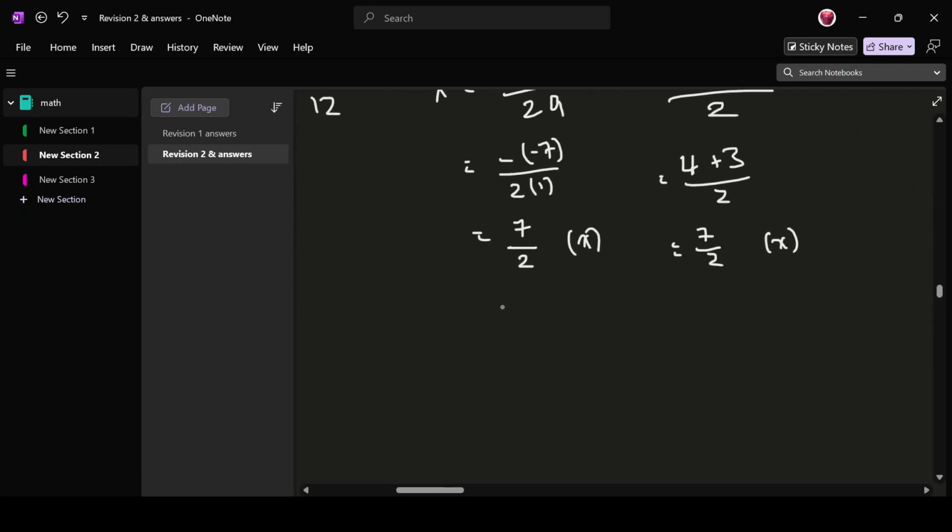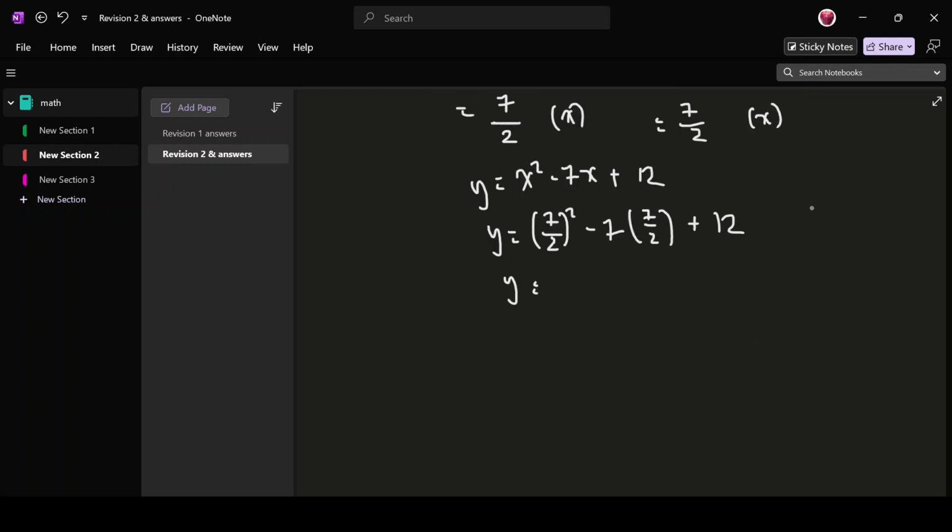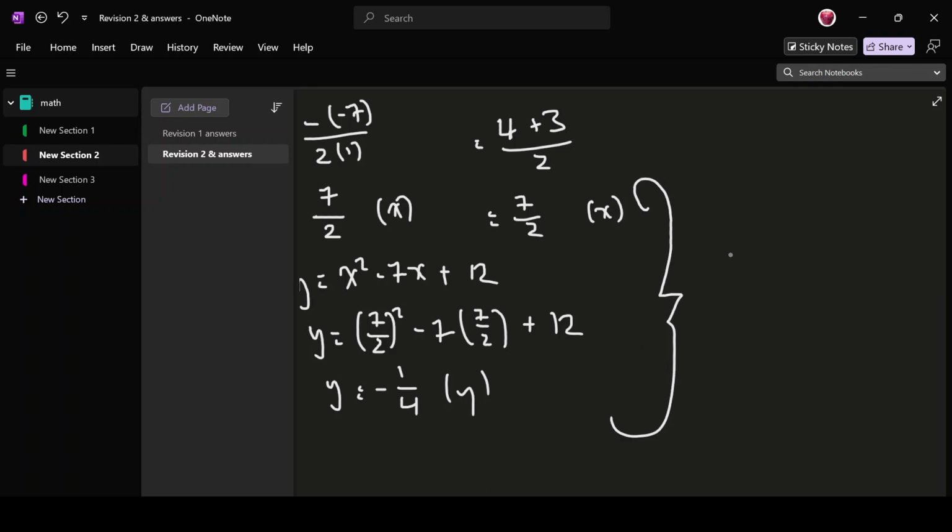So wait, I'm going to write it down again. y is equal to x squared minus 7x plus 12. And we just input the value of x. (7 over 2) squared minus 7 times (7 over 2), close bracket, and plus 12. You can calculate this by yourself if you want to, but there's a probability that you will be wrong and it's wasting time, so just put it in the calculator and you'll get negative 1 over 4. And yeah, that's our y value. So therefore, our turning point is (7 over 2, negative 1 over 4).